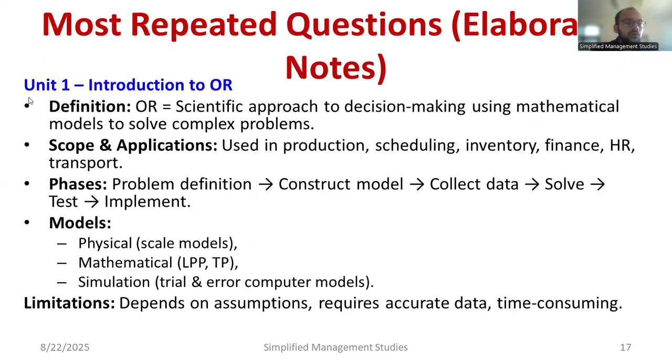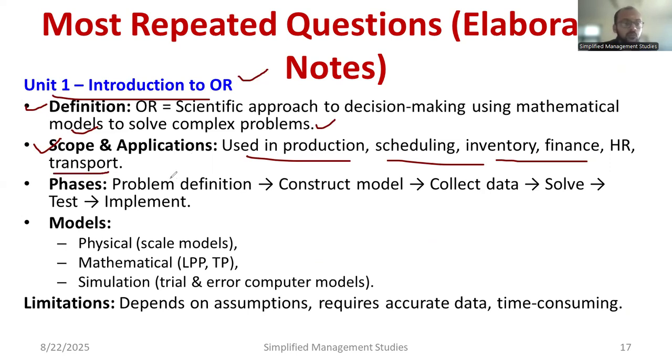Coming to the unit-wise analysis. The first one is introduction to operational research. You have to study the definition of OR. OR is a scientific approach to decision making using mathematical models to solve complex business problems. Because you belong to MBA and PGDM, you have to write it in this form. If engineering students have the same subject, I have already taught it once. So this is for the MBA subject. Business problems we can solve by using the mathematical model. What are the scopes and applications of OR? It is used in production, scheduling, inventory, finance decisions, HR and transportation problems.